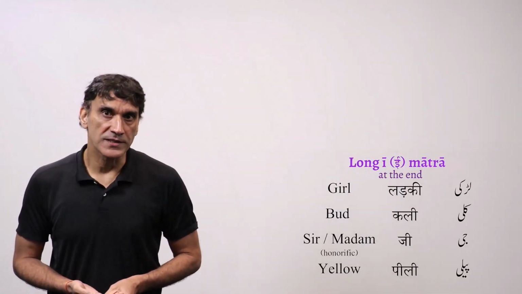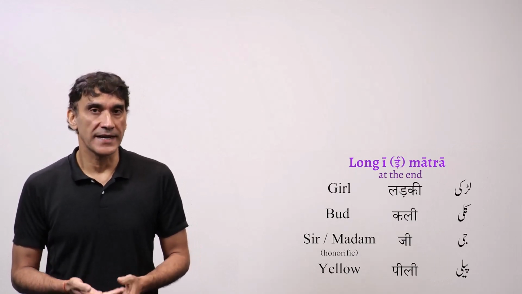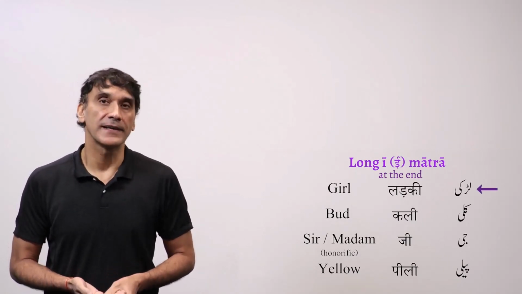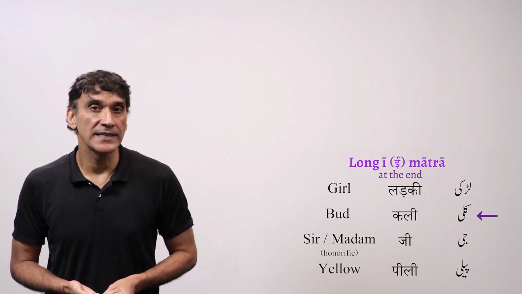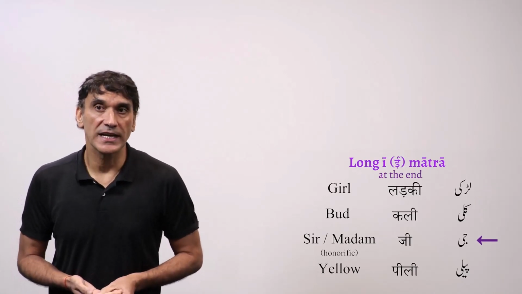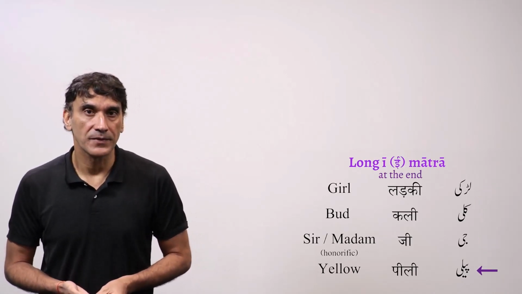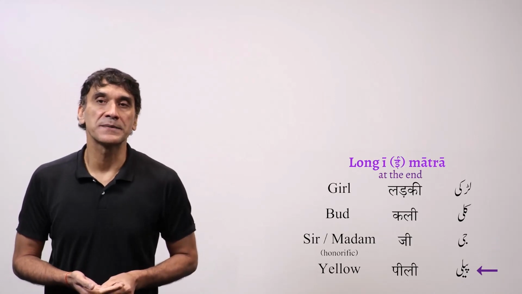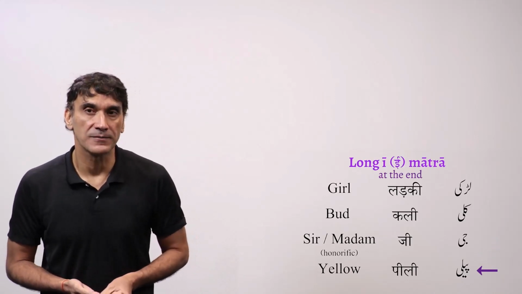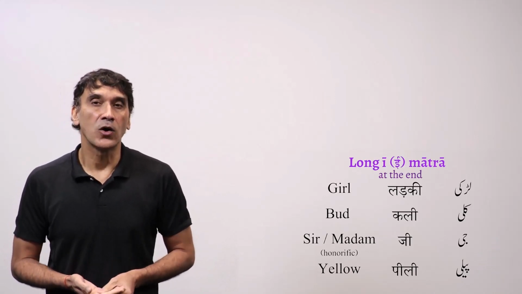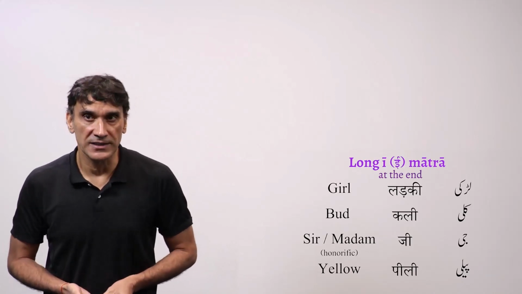Let's now take all the words together in which choti ye comes at the end. The first one is ladki, second one is kali, the third one is jī, and the final one is peeli. In the final one, choti ye comes as both medial and final. So you can see that all the words have similar shape at the end.